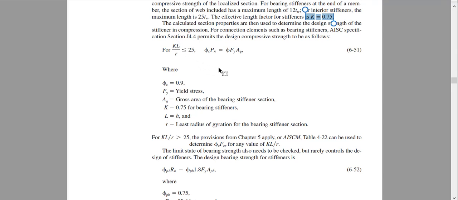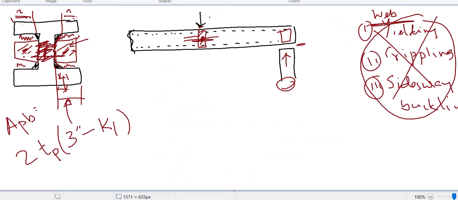What is L? L is the length of the column, right? We know that length. Now what is our length here? Our length here should be this length. Again, we should deduct that curve portion here and curve portion here. That is the effective length.